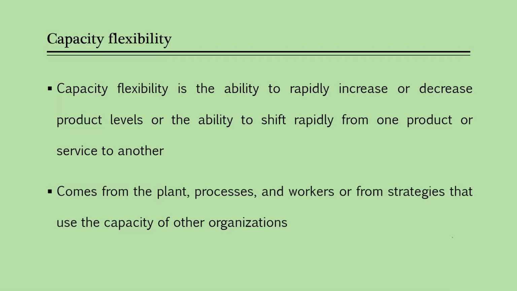It comes from the plant, processes, and workers, or from strategies that use the capacity of other organizations. So the flexibility comes from the plant, which means the factory itself. We may be able to change the factory layout. We should be able to change the factory inventory handling systems, the processes, then the employees, and the strategies to have this capacity flexibility.